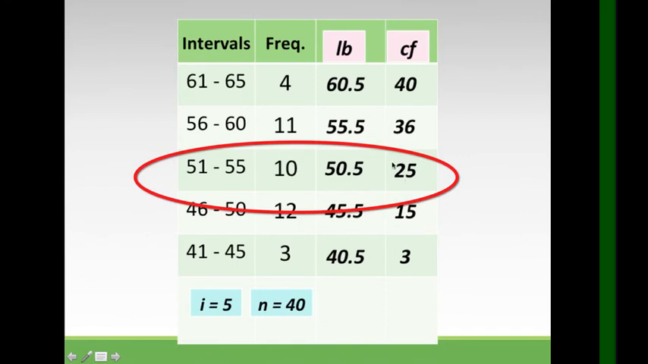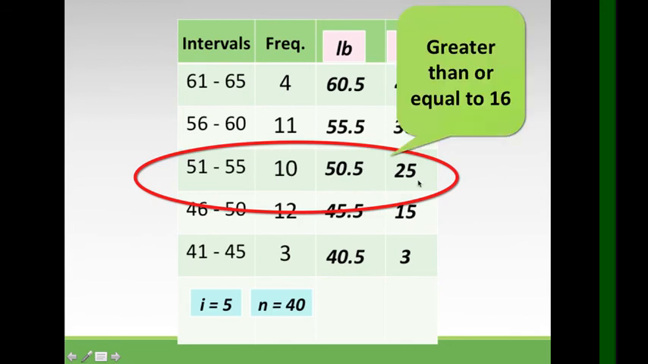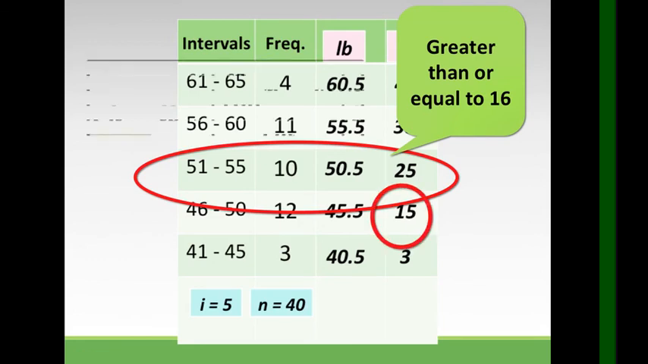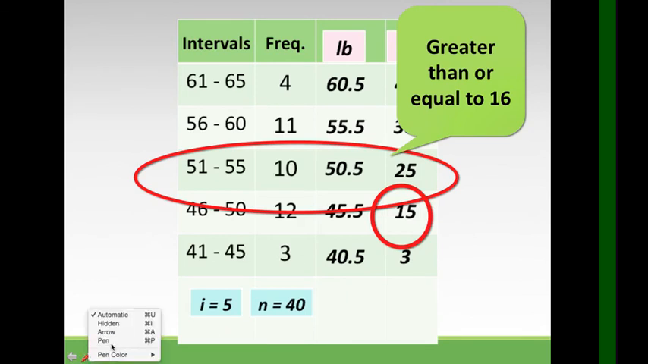Okay, then nung nakita ko na si 25, in-circle ko lahat ng kanyang nasa row niya. So we have 51 to 55, 10, 50.5, and 25. So, that is for the 16 na nakuha natin kanina. And then, yung 15, siya yung less than cumulative frequency natin. So, siya yung nasa formula natin na CF, no? Siya yung ima-minus natin mamaya kay 16.